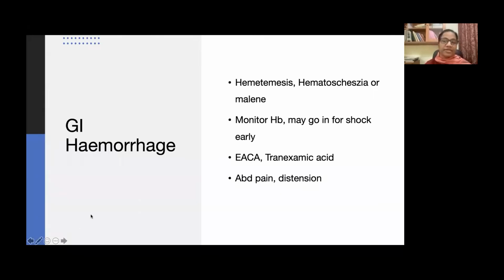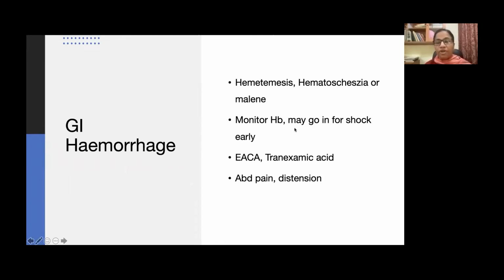Then gastrointestinal hemorrhage. The problem with GI hemorrhage is it's also not that rare. In case of concealed hemorrhage, the patient or the relatives will not be aware of the bleed. So we have to observe the child, again, for any complaints with which they come. It can be hematochezia, that is frank blood, or melena. So monitor hemoglobin.